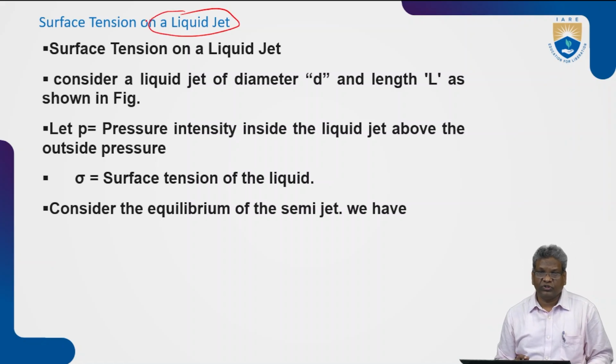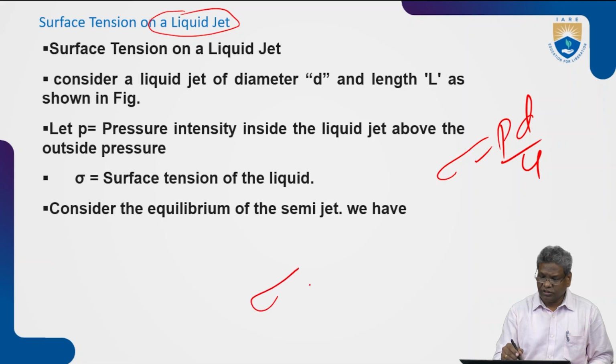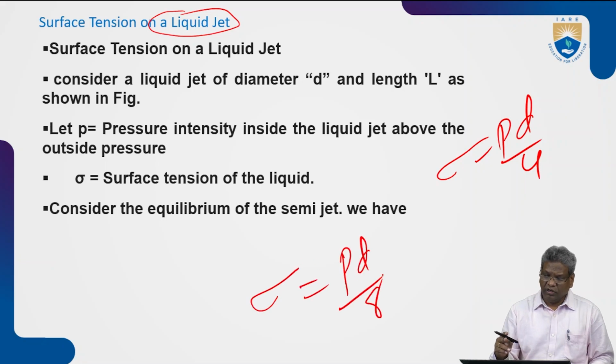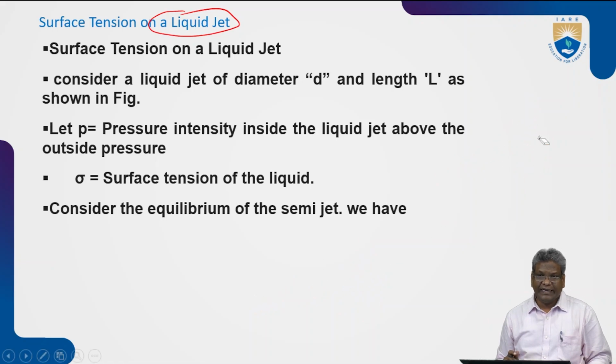So we are talking about surface tension. Surface tension definition we have also seen. What is the surface tension? There are 3 cases. First one is liquid droplet. Already we saw sigma equal to PD by 4. And in case of hollow bubble like soap bubble, PD by 8. Then what will be the surface tension in case of a liquid jet?